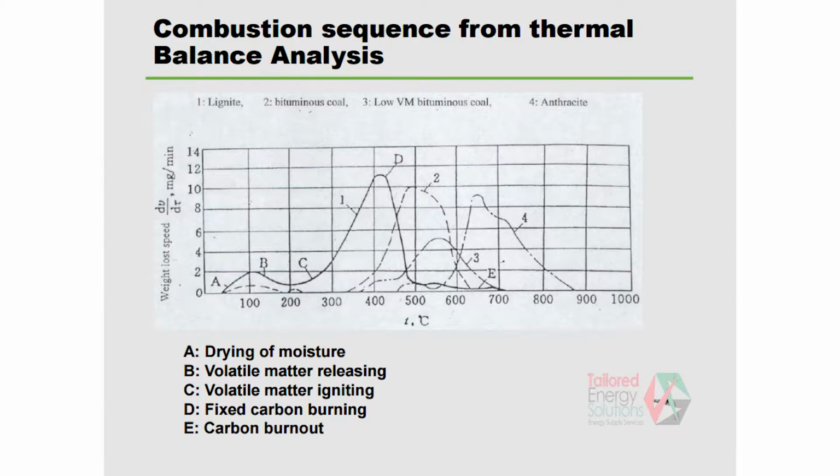For the anthracite, which is the hardest to burn, very old coal, and bituminous coal, number 3 curve, number 4 curve: a higher temperature is needed to release the volatile matter, then the carbon burns out. For anthracite, because of the very high fixed carbon, it takes a long time to burn off. You can see the difference.